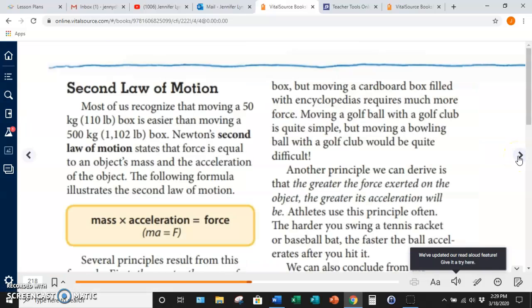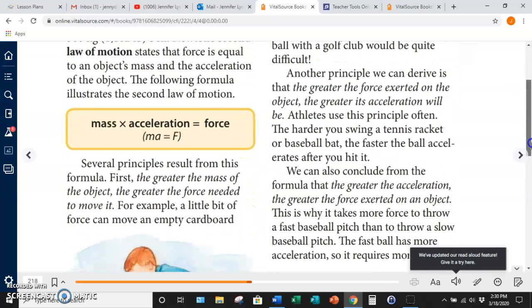All right, let's look at the second law of motion now. Most of us recognize that moving a 50 kilogram or 110 pound box is easier than moving a 500 kilogram or 1,102 pound box. Obviously, right? So Newton's second law of motion states that force is equal to an object's mass times the acceleration of the object. The following formula illustrates the second law of motion. So mass times acceleration equals force.